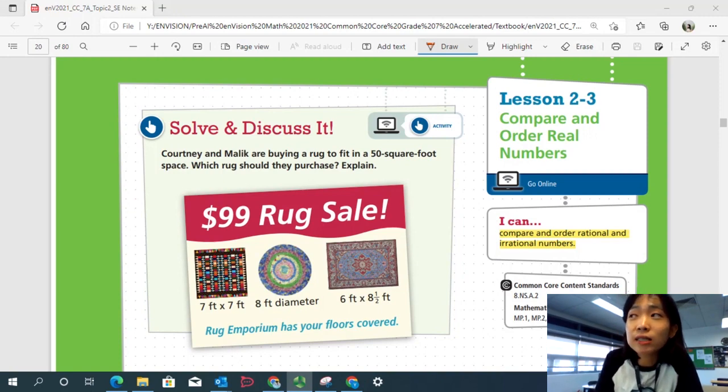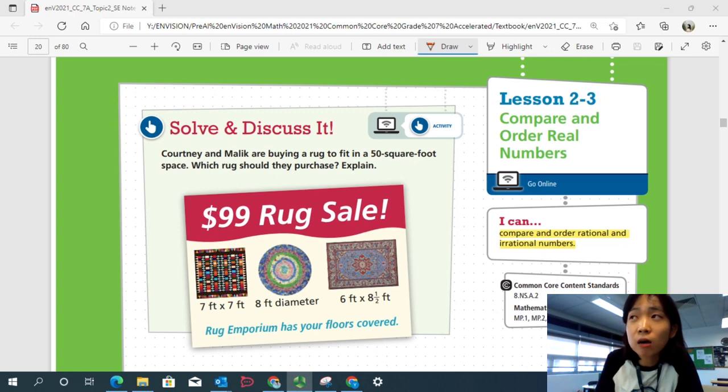So last lesson, we learned what irrational numbers are, and we knew how to categorize rational and irrational numbers by the end of the lesson. So continuing off of that, we're going to compare and order real numbers, from least to greatest or greatest to least. So let's start with solving this problem.